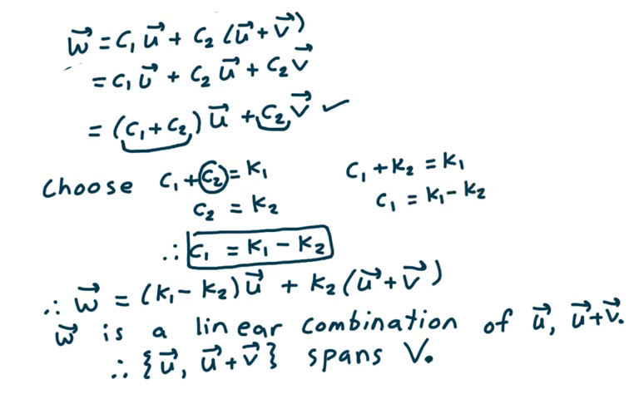And so W is equal to k1 minus k2 times u plus k2 times u plus v. And so notice W is a linear combination of vectors u and u plus v. And so that set turns out to span the vector space V. And that's how you do problem number 23. And that'll conclude this video for section 4.3, and we looked at problem 23. Thank you.